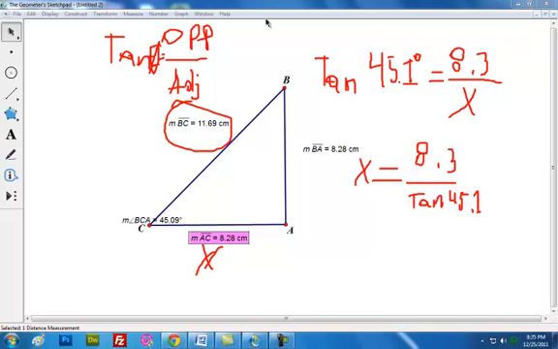Thank you for watching. In the next trigonometry video, I'm going to teach you how to use the inverse of these functions for when you know two sides of a right triangle and you don't know either of the angle measures, to find the angle measures instead of finding the sides.